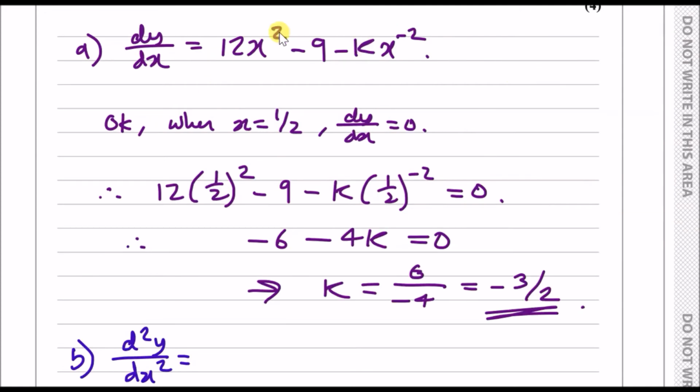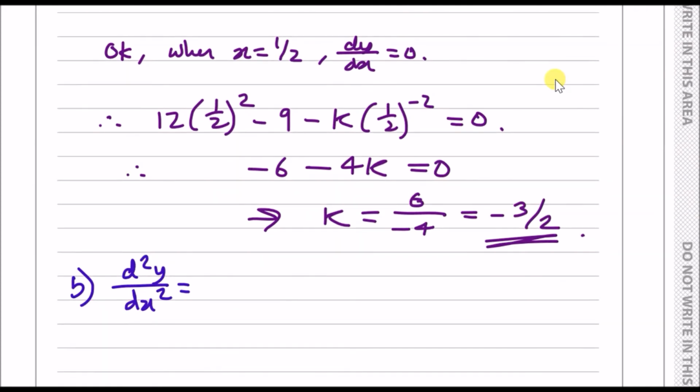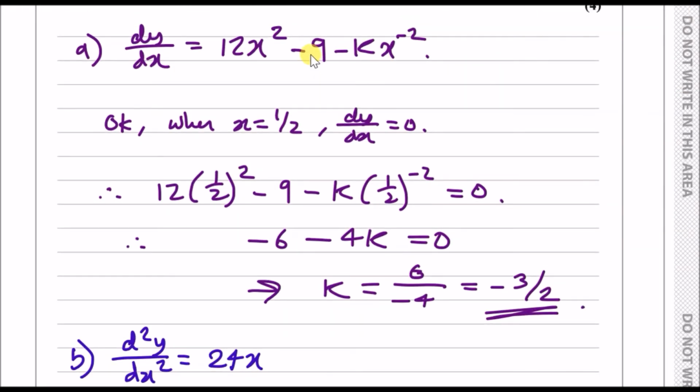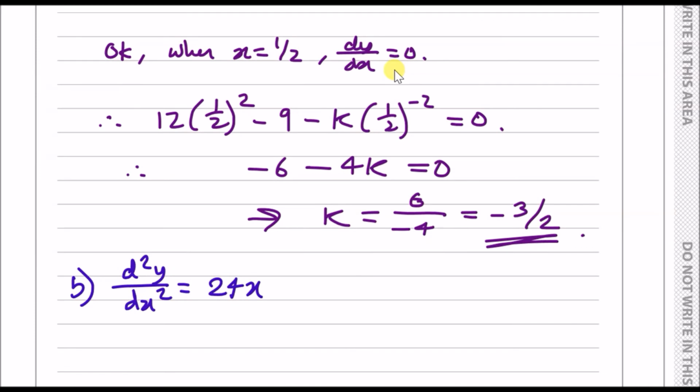So differentiating this expression, 12x squared becomes 24x because you just drop the 2 down. 9 disappears because it's a constant. And then minus kx to the minus 2. Well, all you do is drop minus 2 down, so it becomes plus 2k. And then subtract the power by 1, you get minus 3.